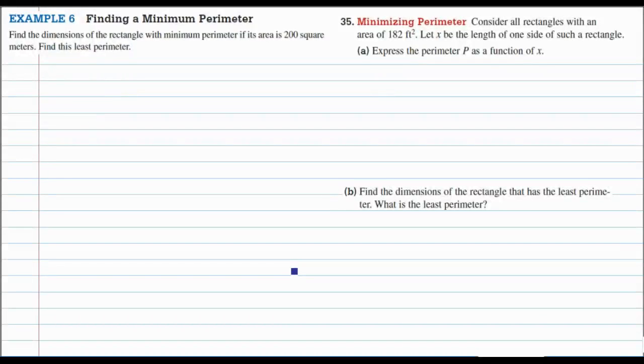This is the screencast for section 2.7, example 6. We're going to find a minimum perimeter. So the word minimum should clue you in that we're going to come up with some sort of equation that will change from decreasing to increasing, and we're going to use our calculator to find that minimum. Find the dimensions of the rectangle with minimum perimeter if its area is 200 square meters.